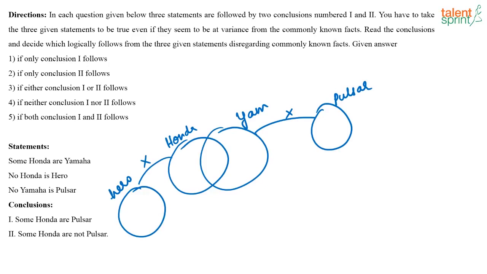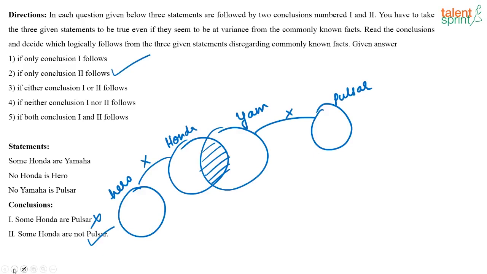What are the conclusions that you have? Some Honda are Pulsar. It's not a definite conclusion, right? Some Honda can be Pulsar, it cannot be. By looking at the basic diagram, you cannot conclude that. So some Honda are Pulsar does not follow. Next one. Some Honda are not Pulsar. Yes, definitely Hondas which are Yamaha are definitely not Pulsar. So conclusion 2 follows. So the correct answer here is only 2 follows.